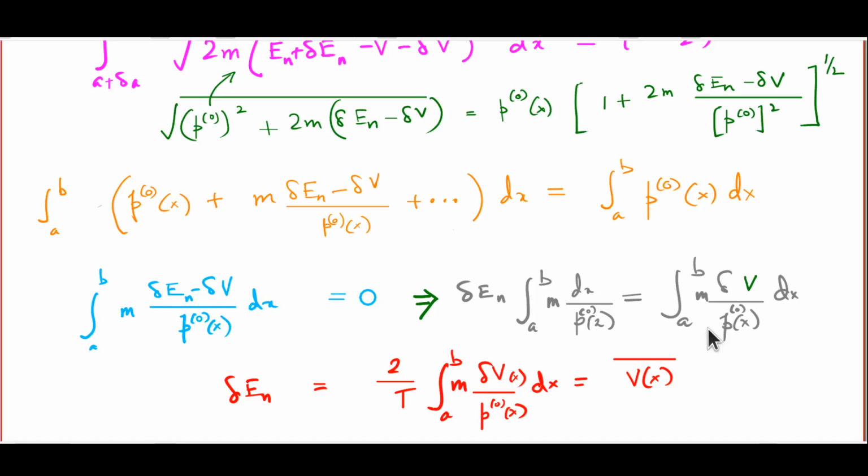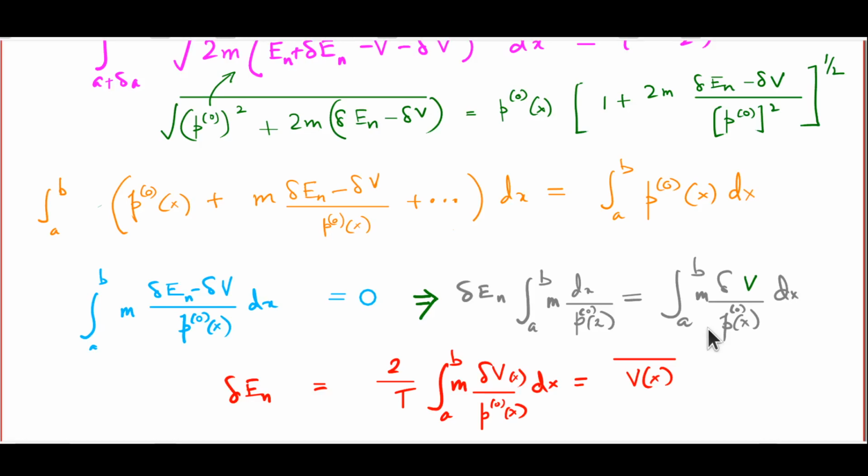Delta En being a constant can be moved out of the integral, and this gives rise to delta En times an integral from A to B of m dx by P0x. Notice that's nothing but dx by velocity, and hence the integral on the left here is simply delta En into capital T by 2. On the other hand, on the right hand side, you have the integral from A to B of m delta V dx by P0x.